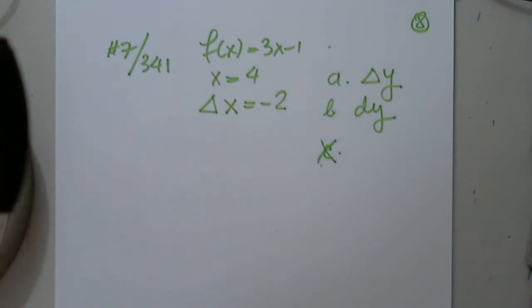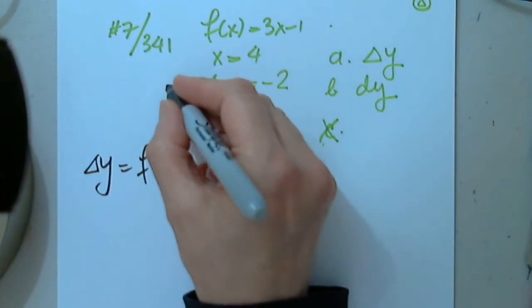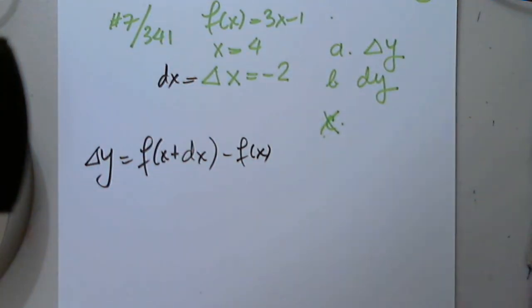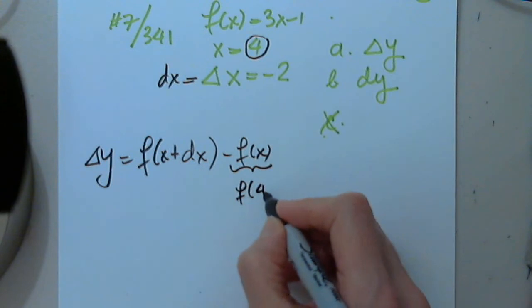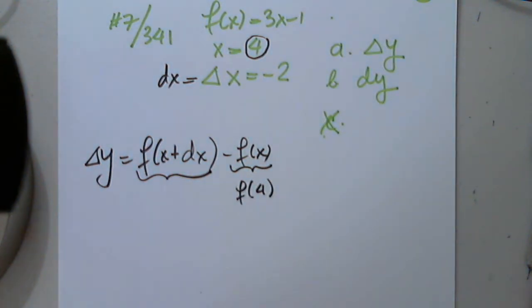Okay. So how do I determine delta y? Well, delta y has the definition. We know f of x plus dx, or delta x, is the same thing, plus dx minus f of x. Okay. Here is my x. When I determine f of x, I basically determine f of 4. When I determine f of x plus dx or delta x, what will I determine? F of, anyone? F of what?